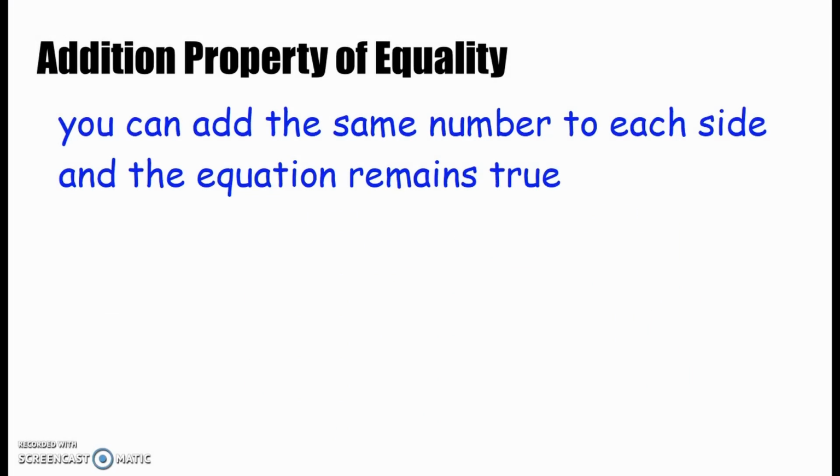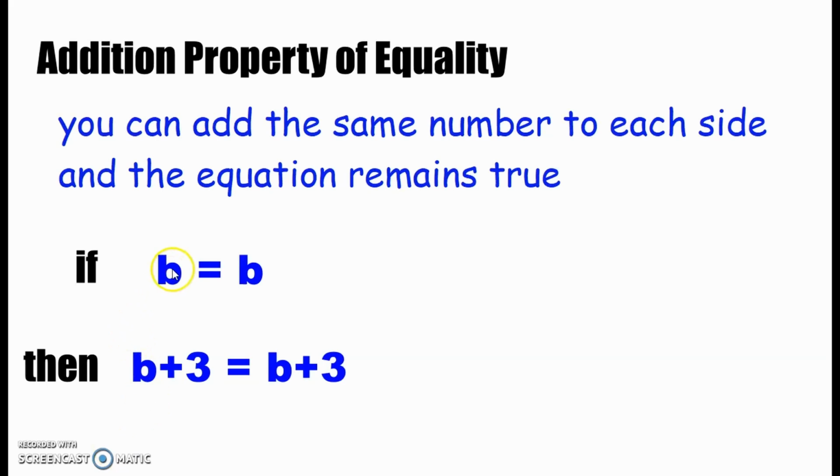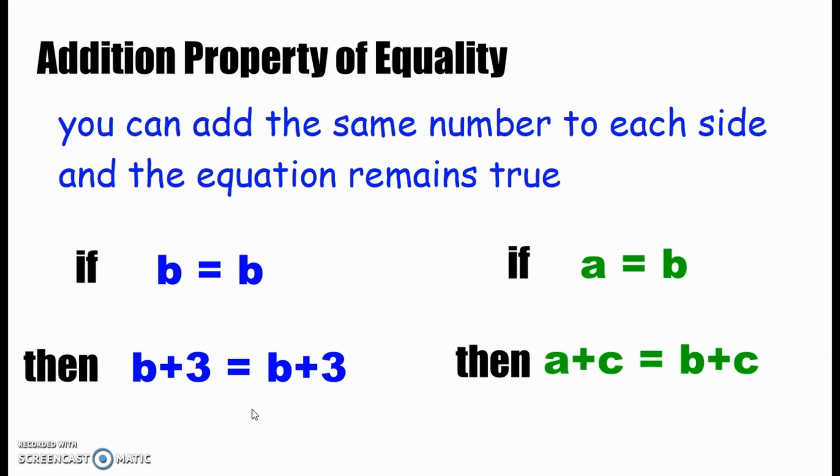So with the addition property of equality, you can add the same number to each side and the equation remains true. So if we had a bear on one side and that was equal to the weight of the bear on the other side, we could add 3 to each side and it is still balanced. It's still true. Or in more abstract terms, if we have a number a and that's equal to something else, some b, then I could add the same thing, c, to each side, and it's still true.